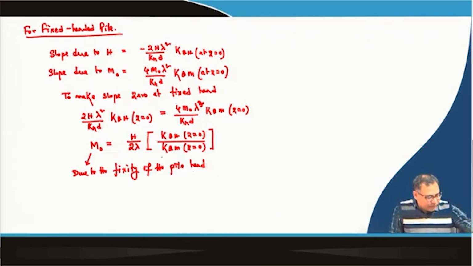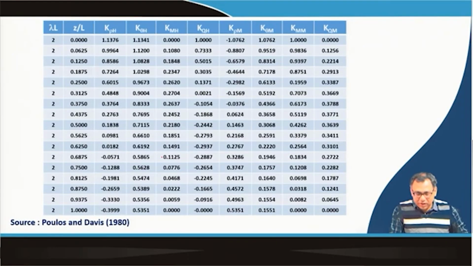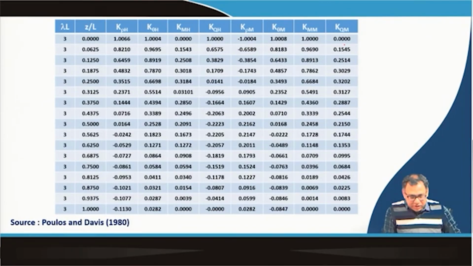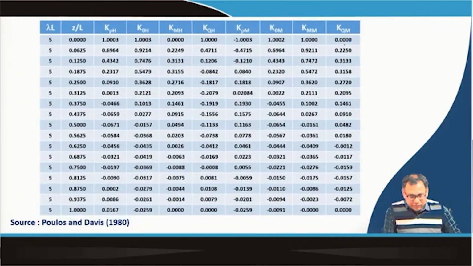So, now we will go for the pile as a semi infinite beam. As I have already discussed, we get these coefficient values, k rho h and k rho m, with respect to different lambda L and z by L. Z is the depth, L is the length of the pile, and lambda I have already discussed. So, this is lambda L 2, this is 3, this is for 4, this is for 5.